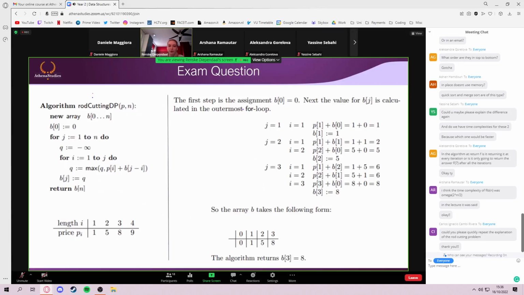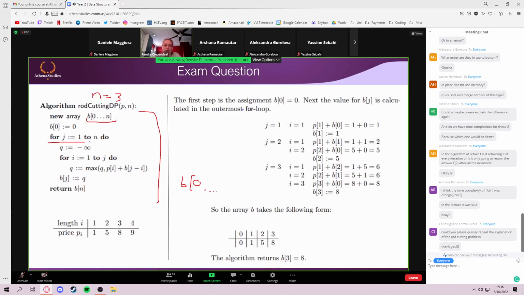And let's say we have a rod of n is 3 now. Okay, so we have a rod of size 3, and we want to see what's the optimal way to cut this. And we're just going to follow this. Okay, so we start with a new array, which is just going to be b. And the first one is 0. And the rest is still kind of unknown. We'll fill it in as we go.